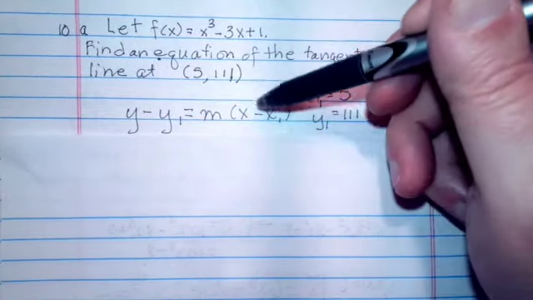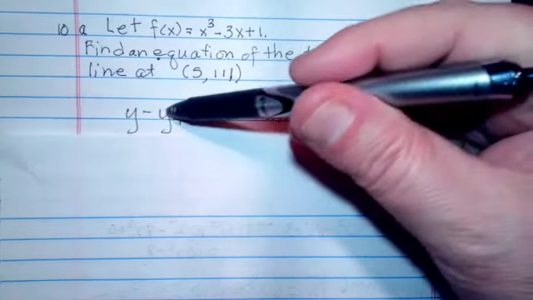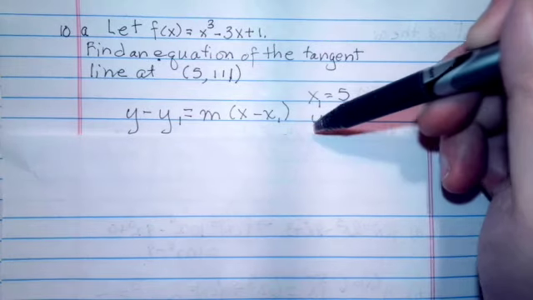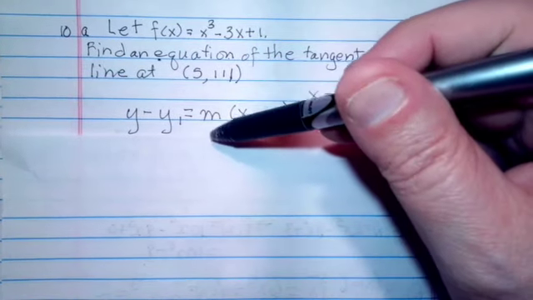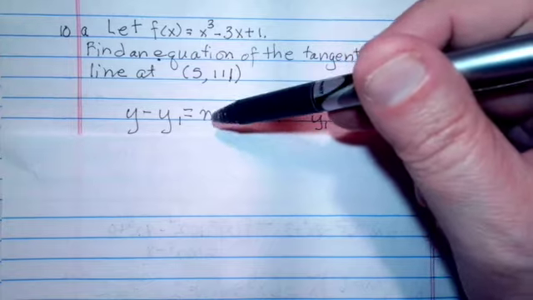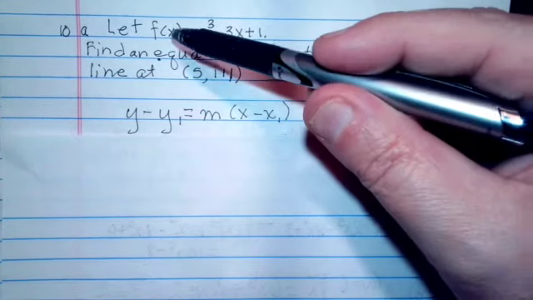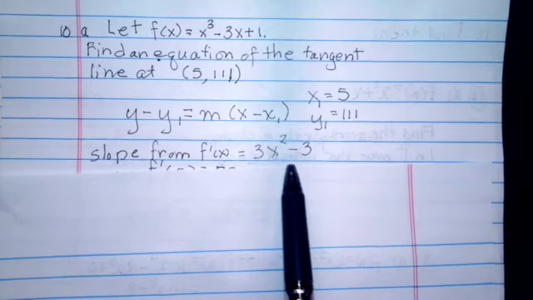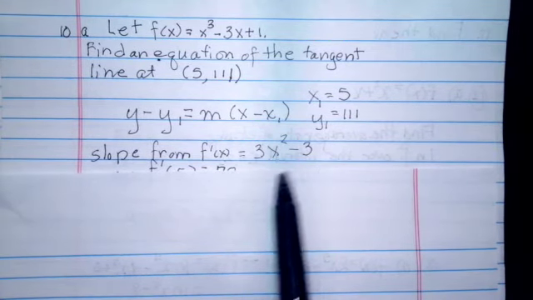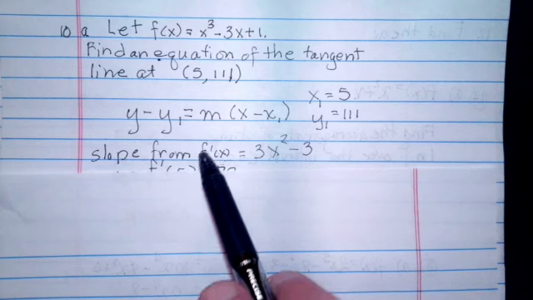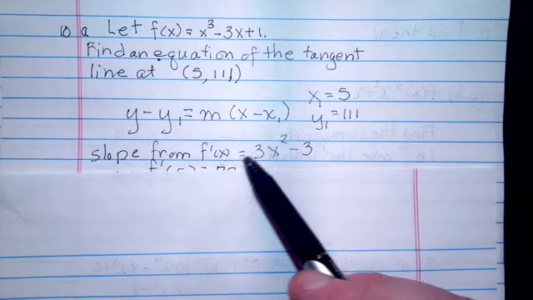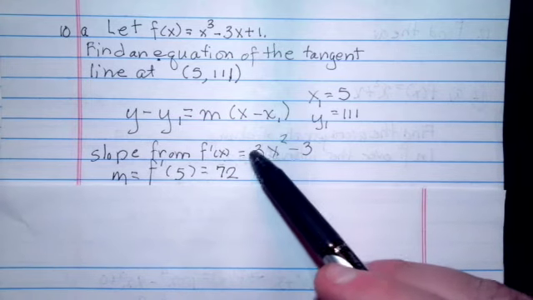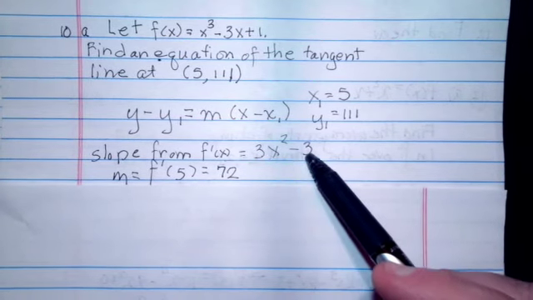m is the slope, and the x1 and y1 are the x and y coordinates, respectively, of a point on the line. So we are given that x1 equals 5 and y1 equals 111, and all we have to do is find the slope. So you remember that to find the slope, what we're going to do is use the derivative. So the derivative is 3x squared minus 3. And now to find the slope at the point where x equals 5, we just substitute in 5 for x into the derivative. So that would be 3 times 5 squared, 3 times 25, that's 75, minus 3 is 72.